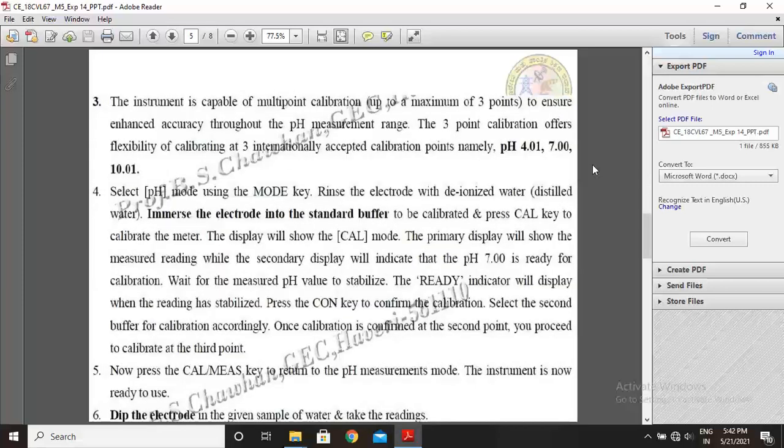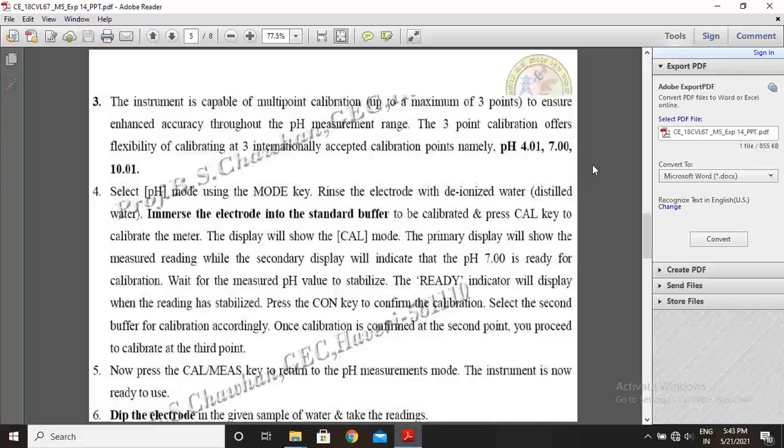Now the instrument is capable of multi-point calibration up to a maximum of 3 points. To ensure enhanced accuracy throughout the pH measurement range, the 3-point calibration offers flexibility of calibrating at three internationally accepted calibration points, namely pH 4, pH 7, pH 10.01. Next step, select pH mode using the mode key.